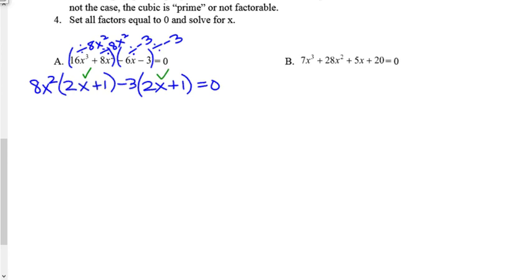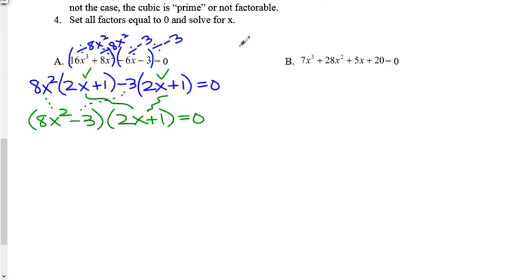All right, so now I'm just going to bring my factors together like I normally do to create these two sets of parentheses. I have 8x squared minus 3, and then 2x plus 1. This should be a very familiar process to you. Taking out GCFs from both the groups, and then we're bringing these together here, and then bringing these together to form that factor.